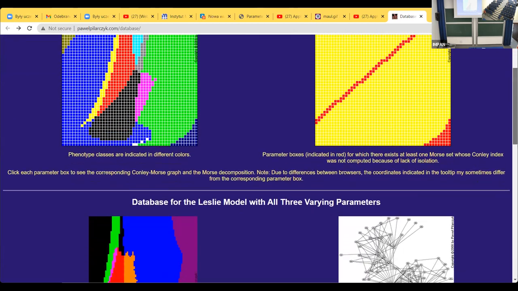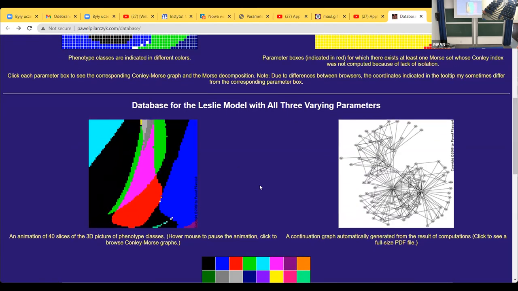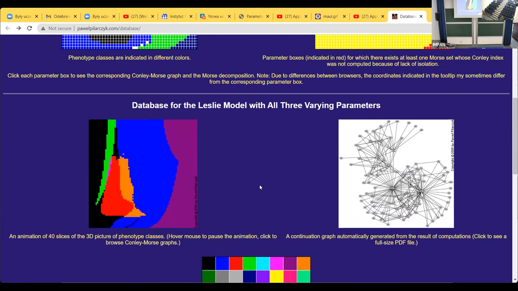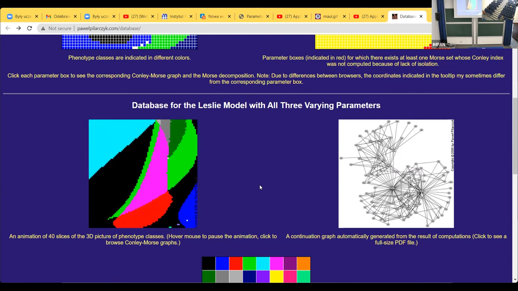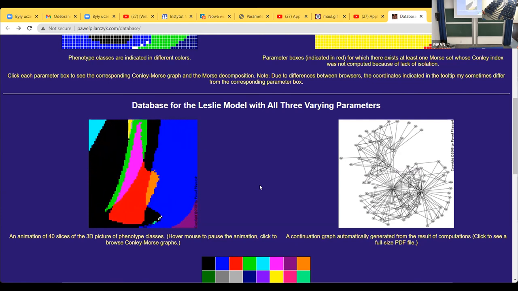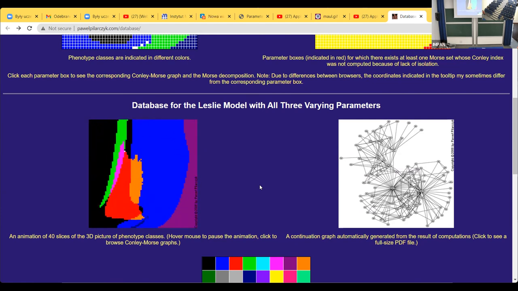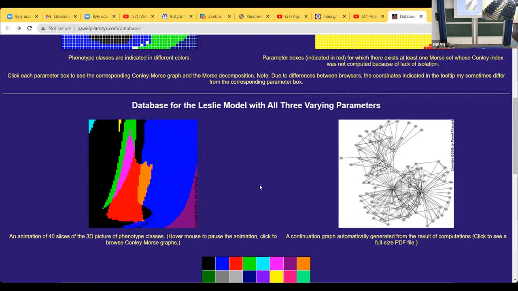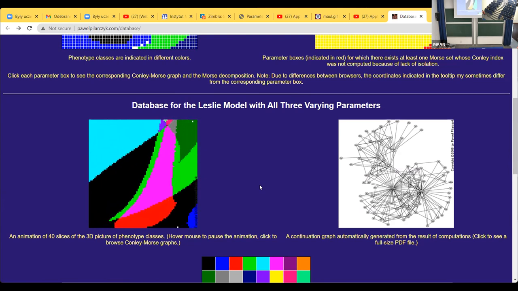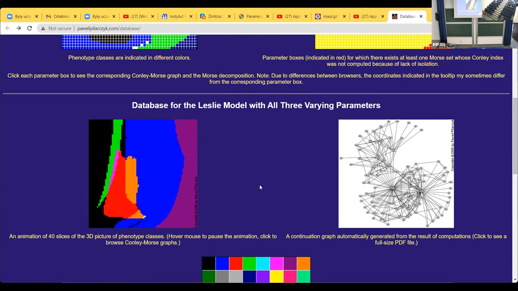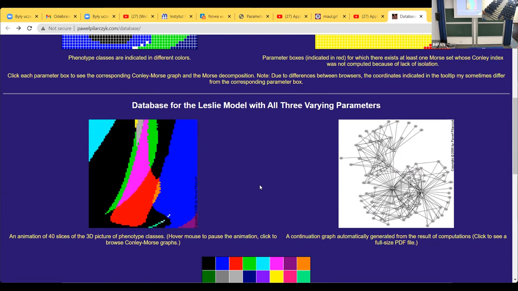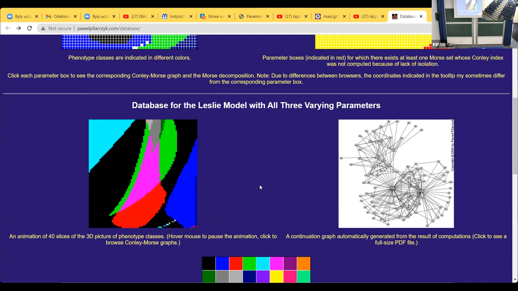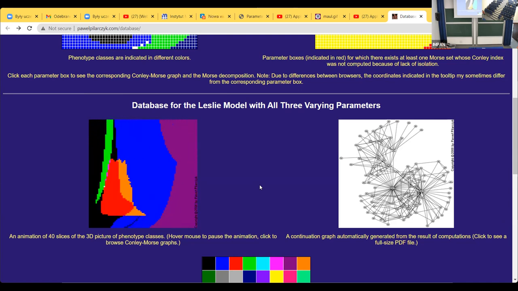And here is the illustration of the three-dimensional computations. So we computed 40 layers of 50 by 50 parameters. And then when you move in the three-dimensional space of parameters, some regions of parameters that were separate in the two-dimensional picture now turn out to be joined in higher dimensions. So here you can see, for example, the black region of parameters. In some slices, it consists of a few connected components, but then you see through the animation that these components actually merge at different points. So this shows that the dynamics for these parameter boxes are equivalent.